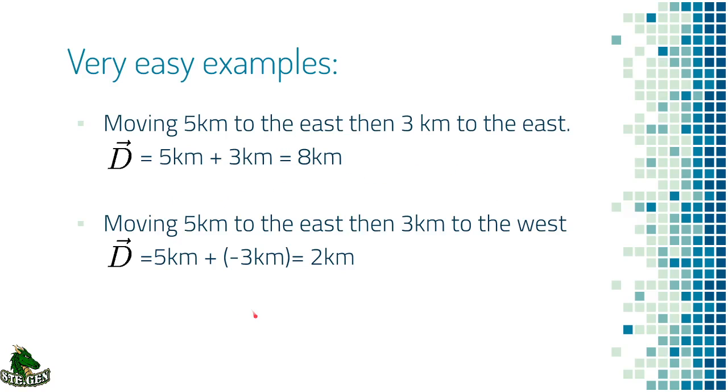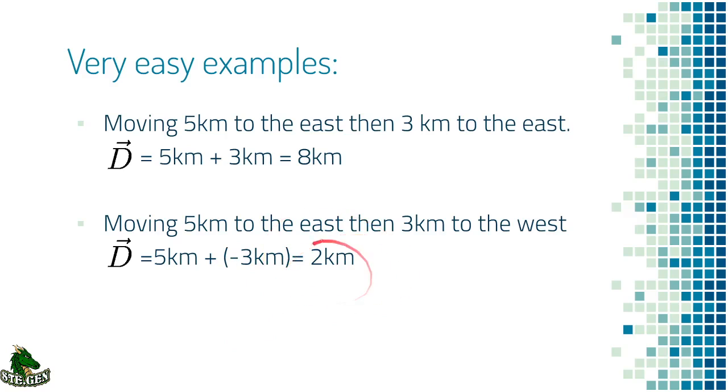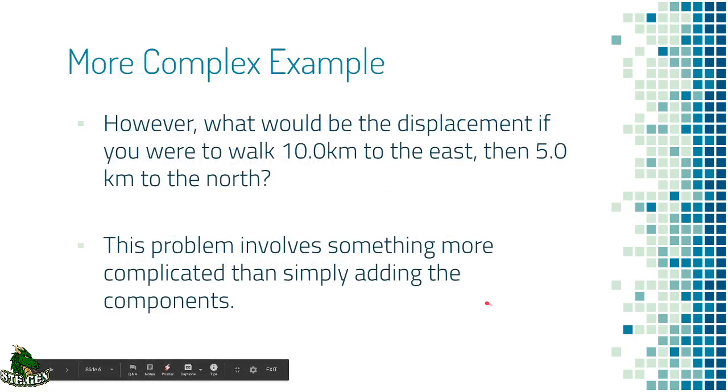And then moving 5 kilometers to the east and then 3 kilometers to the west. West is implied to be the negative direction because it's moving to the left, so it's 5 plus negative 3, which is 2 kilometers worth of displacement. So the vector would be 2 kilometers or 8 kilometers in these two examples.